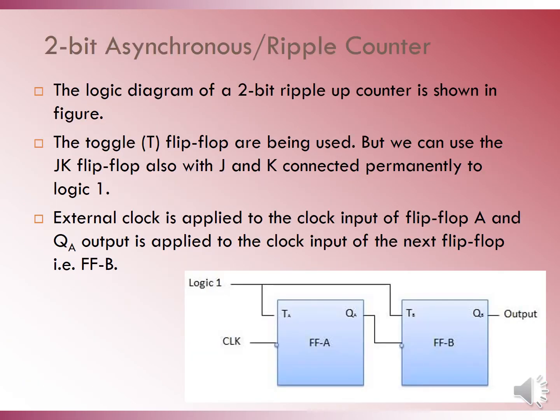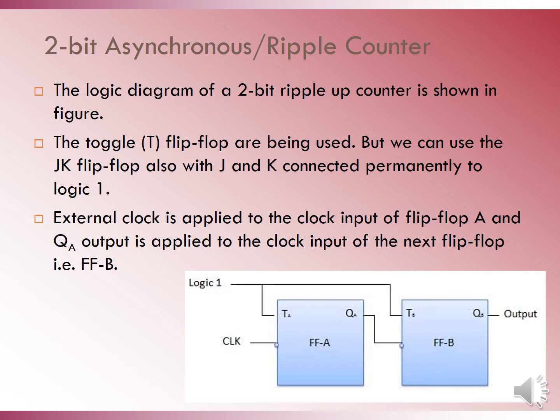Let's see the design of asynchronous counters. We start with the design of a 2-bit asynchronous counter. Now, a special worth mentioning term over here is ripple counter, which is synonymous to asynchronous counter. The terminology arises from the fact that in case of an asynchronous counter, the clock goes only as input to the first flip-flop, whereas the output of first stage goes as clock to the second. The output of second stage goes as clock to the third. Hence, the propagation of clock pulse is in the form of ripples, from which the name comes as ripple counter.